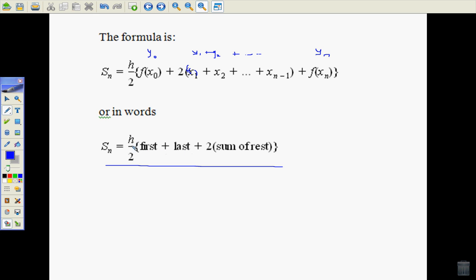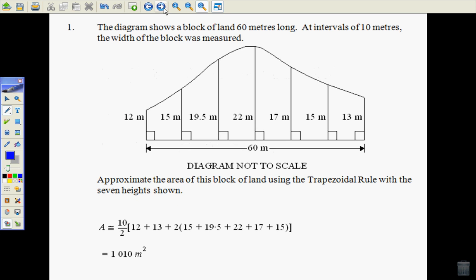Now, how do we find h? H is often found from the limits of our function. So we say b minus a, if b and a are our end values, over the number of strips we're going to use. So how many intervals are we going to use? Let's have a look at some examples here. We're using the trapezoidal rule to approximate the area of this block. The block's 60 meters long, which means if we split it up 6 times, each of those is going to be 10. So 60 divided by the 6 strips gives us 10.